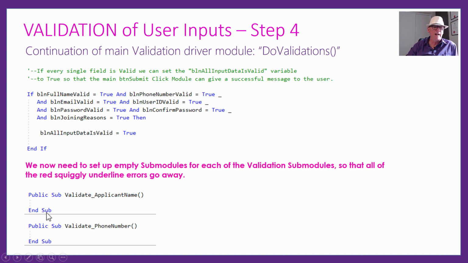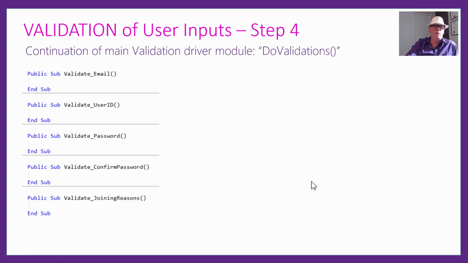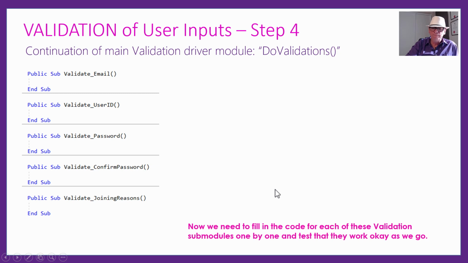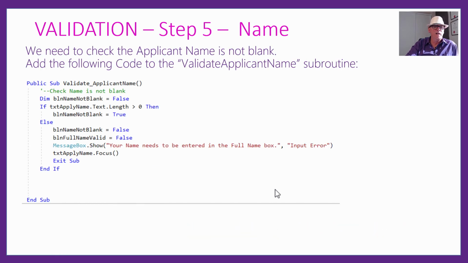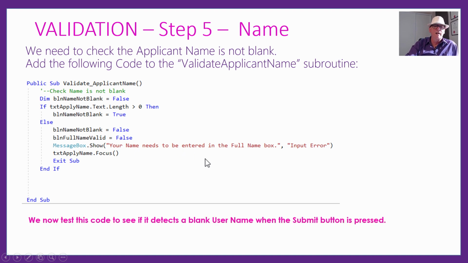So we need one called validate applicant name, validate phone number. And as we set these up, this will get rid of all of those red squiggles we've got at the moment. So we're just setting up for every field on the form a separate little validation subroutine. And now we work on each of the subroutines. So validate applicant name, we fill in what needs to go there. So checking that it's not blank. If it is, tell them they need to enter one, and we test that.